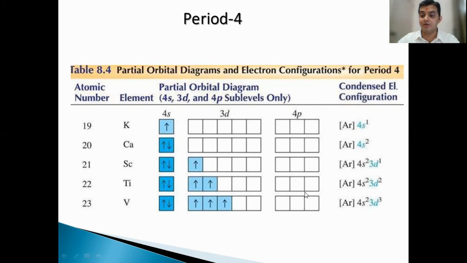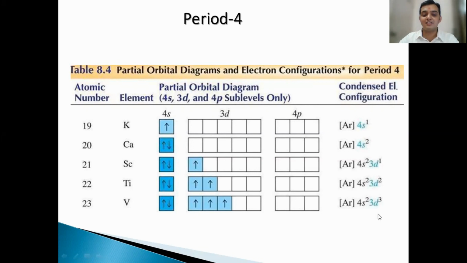22 is titanium. So what will it be for titanium? Argon is 18, 4s2 is 19, 20, 20 to 22 is 2 electrons, it will be what? 3d2. 23 is vanadium. Vanadium will be what? Argon is 18, 4s2 is 19, 20 and from 20 it is 3d3. 20 to 23 will be what? 3 electrons, so it is 3d3.